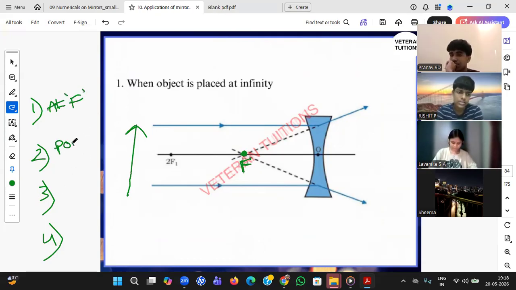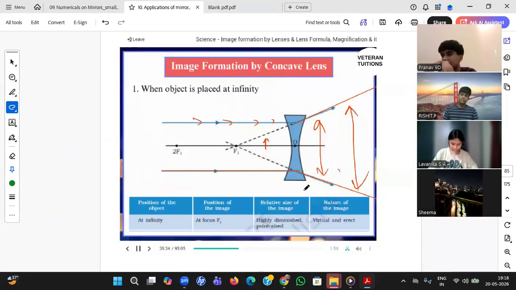Point size. Diminished. Okay, now is it real or virtual? Virtual, it appears to me. Virtual. Okay, actual is going like this. We have extended so they appear to meet, virtual. If they are virtual, what is another word? Erect. Erect. Okay, these are the four characteristics of the image for the first case of concave lens.